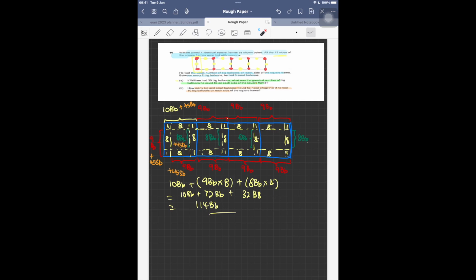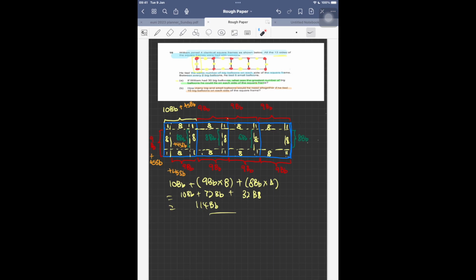You see this side here represents this side here. This side has 8 big balloons, but then there's 45 small balloons. This side here has 9 big balloons, but then I also have 45, and here is 45, 45. So I know that in total I have 13 sides, right? Because 1, 2, 3, 4, 5, 6, 7, 8, 9, 10, 11, 12, 13. Correct or not? So now I know that I have 13 sides.